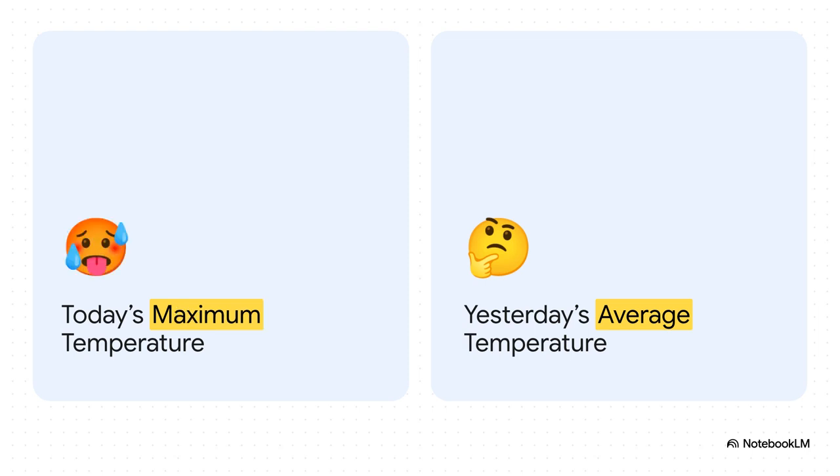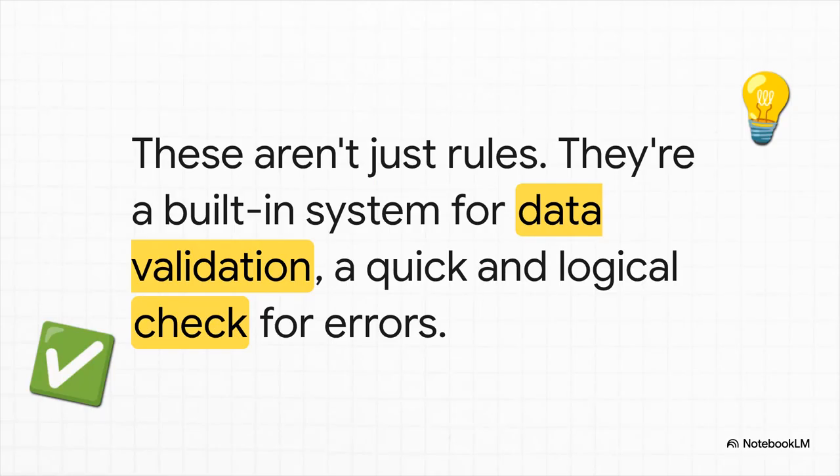And the exact same logic just flips around for the second rule. Today's absolute highest temperature, its warmest moment, has to be at least as warm as yesterday's overall average. If the peak of today's heat was still colder than yesterday's average, your alarm bells should be ringing. Something isn't right. And that is the big reveal.